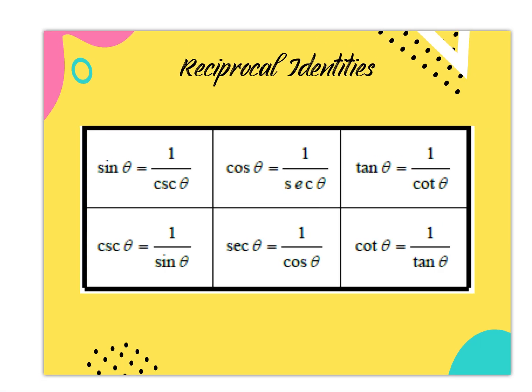These reciprocal identities, we know that when we learn sine, sine and cosecant are reciprocals of each other. The formal way to write it is sine equals 1 over cosecant. Cosine equals 1 over secant. And again, sine and cosecant go together, and these two go together.